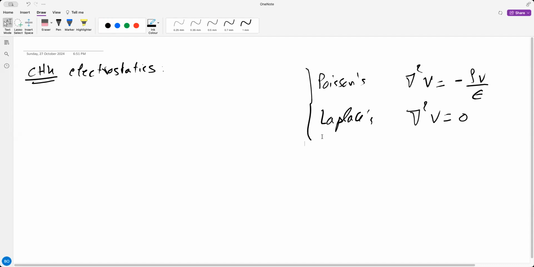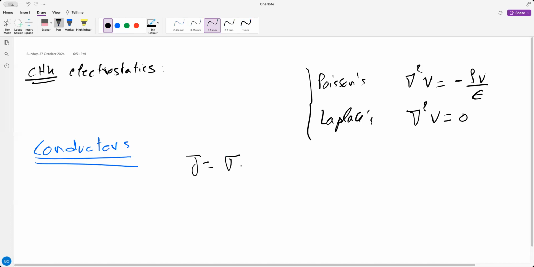Now we will go to conductors. We'll talk a little bit about conductors, as we already started last time. A conductor is a material that conducts electricity, where there is little resistance to the electric current, to the motion of current, and we know that the current density is equal to the conductivity times the electric field.